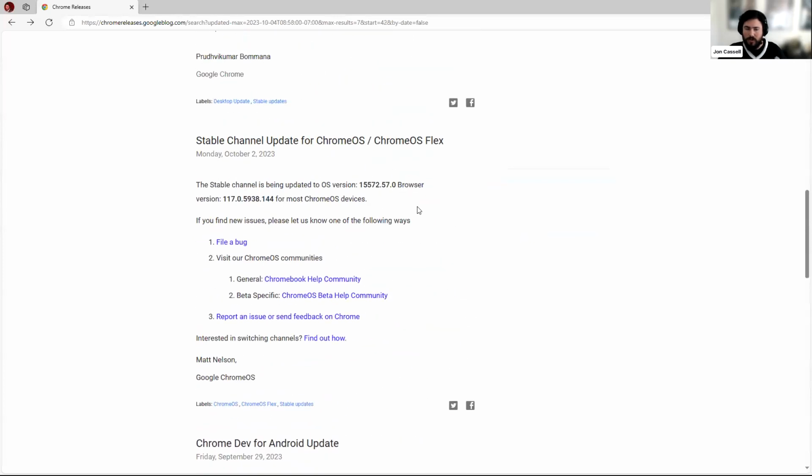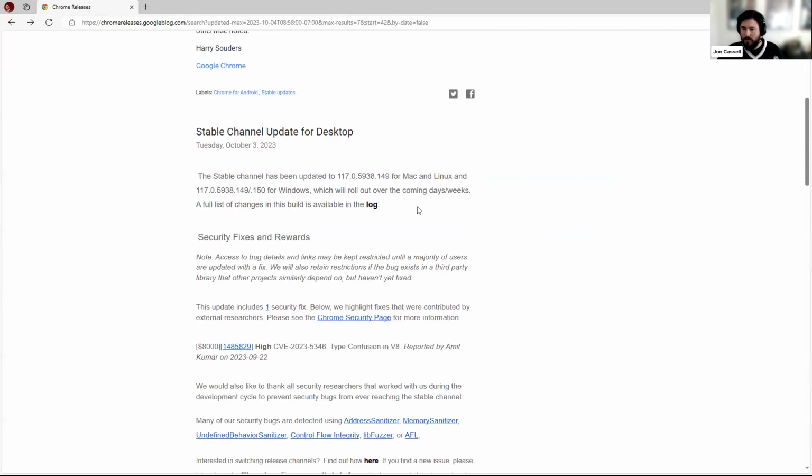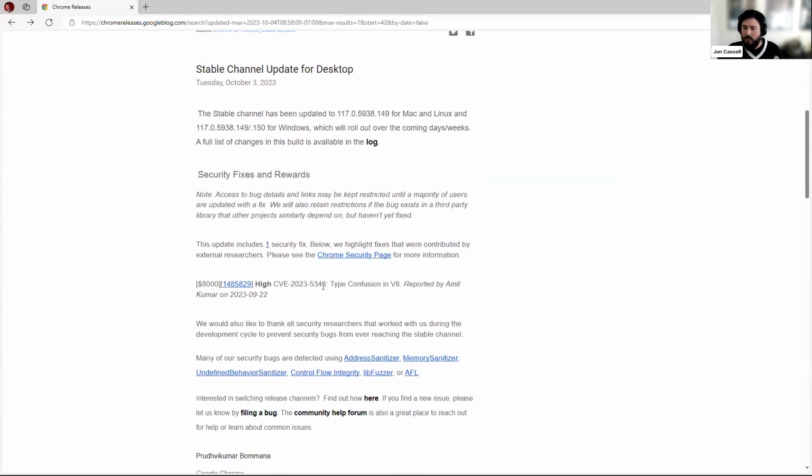Going through a few additional releases, another one dropped on October 3rd, right here. Pretty minor release. Another type confusion vulnerability in V8. I don't know how many times I've said that now about the exact same vulnerability in the exact same JavaScript engine, but another vulnerability rated as high. This one, however, did have some pretty good payout for this researcher at $8,000. That's pretty good. But it's the only fix.